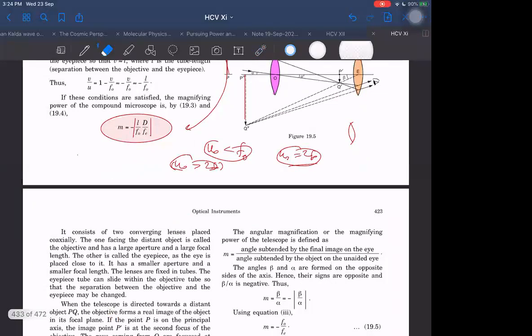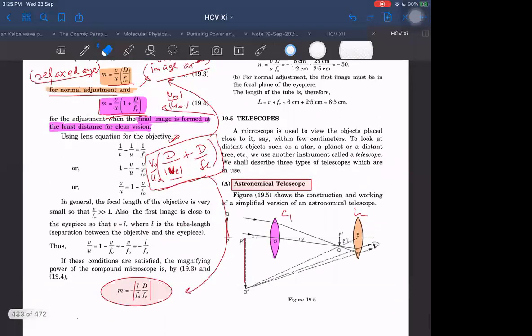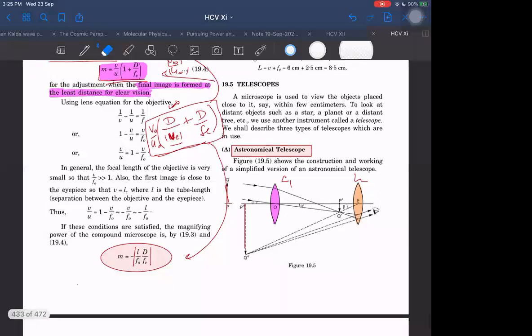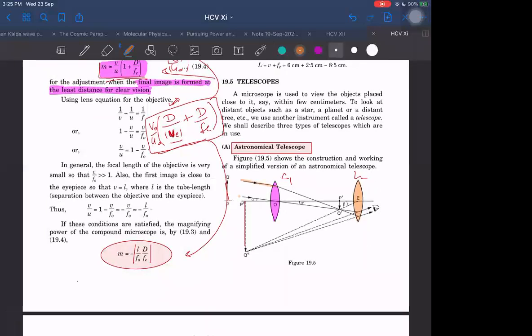So please keep this idea in mind. Okay, right. Next is the astronomical telescope. The first one is our objective. See, the rays are coming from infinity, from a large distance. The rays are coming, but they are coming here obliquely.